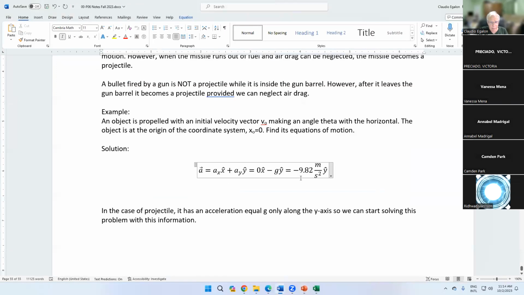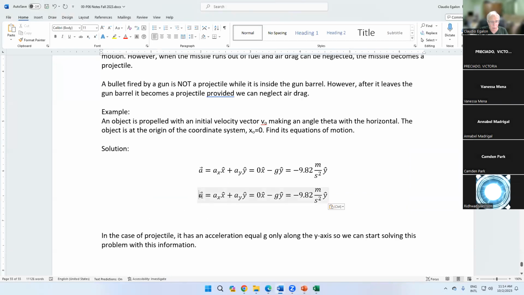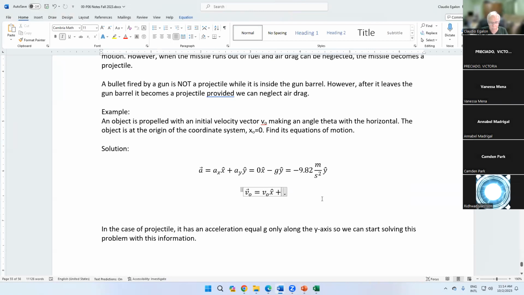So that's the acceleration. And we can also state that the initial velocity vector is going to be v naught x. No, wait a minute, not v naught x, it's v naught cosine of theta in the x direction. Make sense?